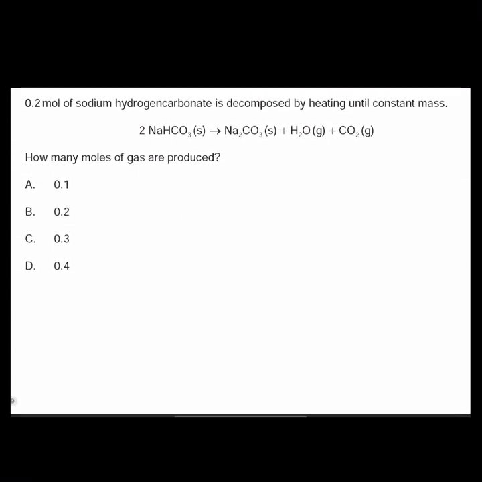Moving to the next question. We have 0.2 moles of sodium hydrogen carbonate, which is decomposed by heating until we have a constant mass. We have to find how many moles of gas are produced. So we have to find the total moles of H2O and CO2 because both of them are gases. So let's find the moles of H2O. To do that, write the stoichiometric ratio between H2O and NaHCO3.